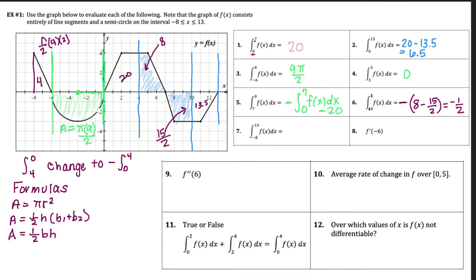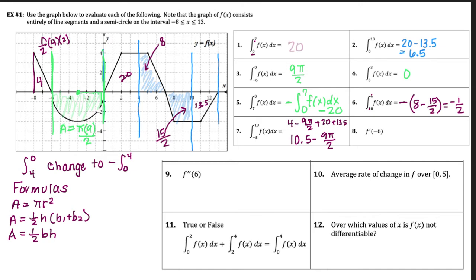So now we just go add all of those up. So we're going to have 4 minus 9 pi over 2 plus 20 plus 13.5. Okay, and when you get all of that put together, you should have 10.5 minus 9 pi over 2. We leave it in exact form.